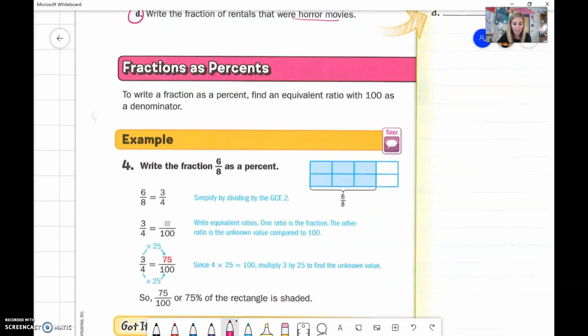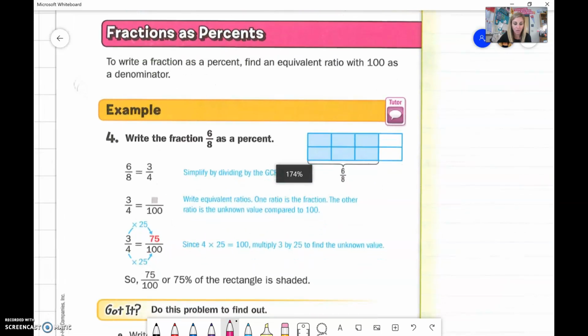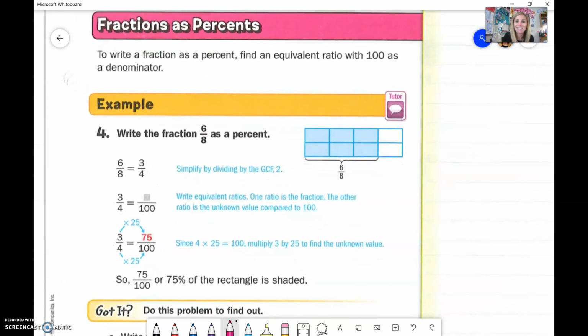Okay, so now let's take a look at fractions as a percent. It says write the fraction 6/8 as a percent. There's going to be a couple of different ways that we can do this. Number one, it says first let's simplify it. So they took 6/8 and they simplified it to 3/4. Then they found an equivalent ratio with 100 as the denominator because percent means out of 100.